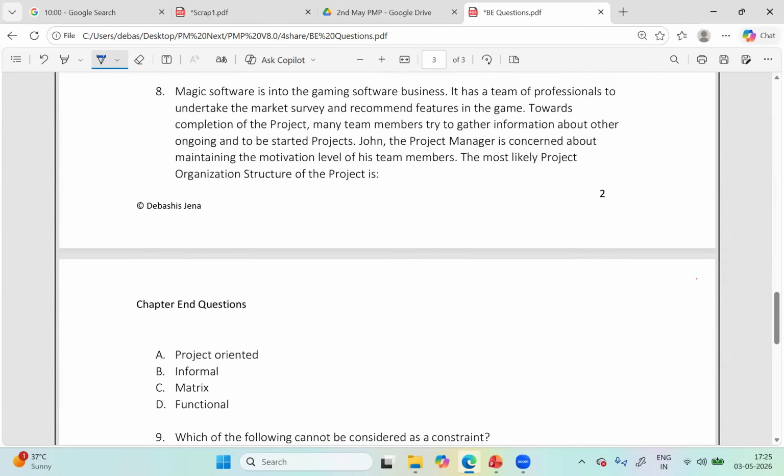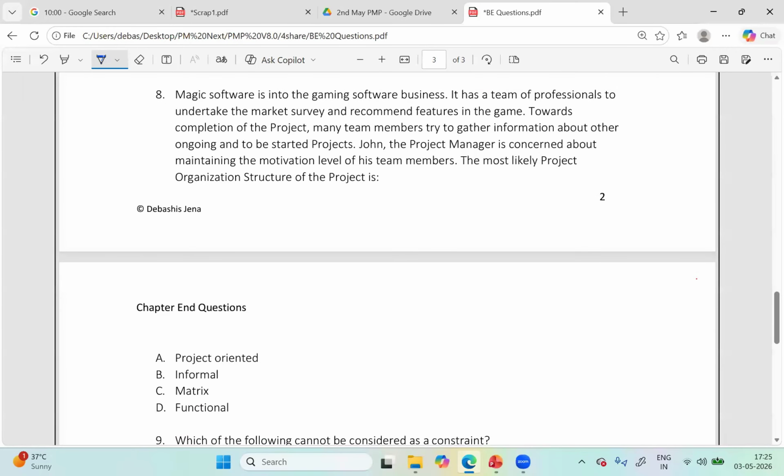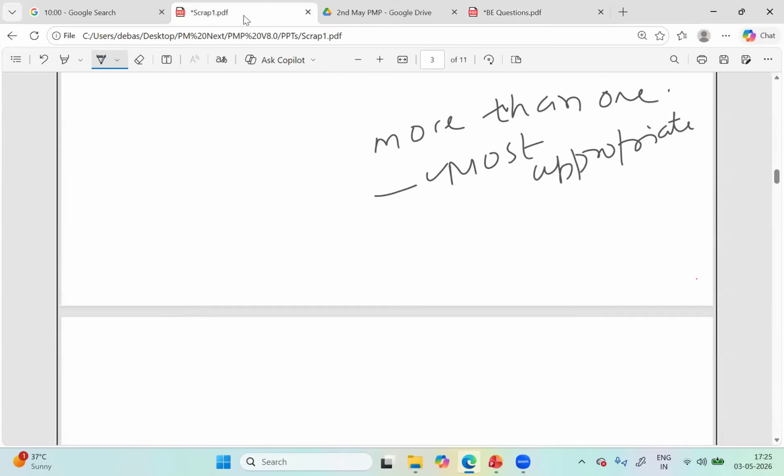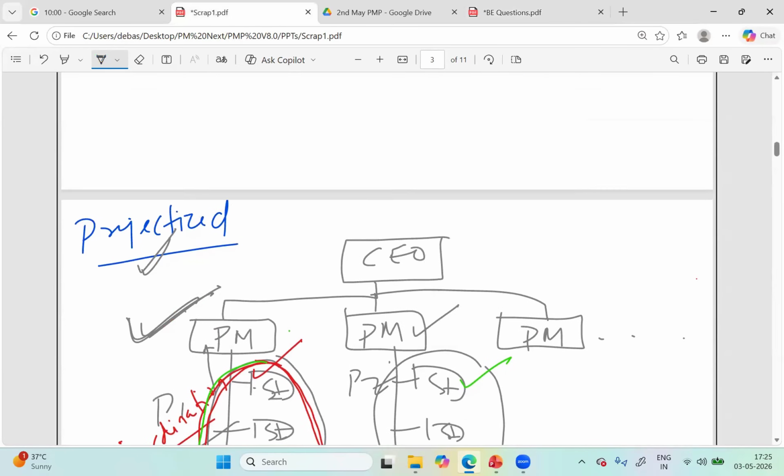Okay, agree? Then we look at 8 now. Yeah, good one. This one here. Towards completion of the project, many team members strive to gather information about ongoing and to be started projects. Watch. This is enough for me to say it is a project-oriented organization. How? I'll explain. Okay, watch. Come back. We just studied the structure.